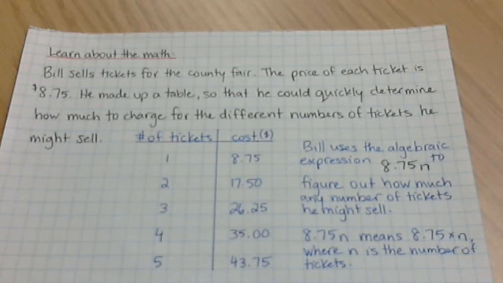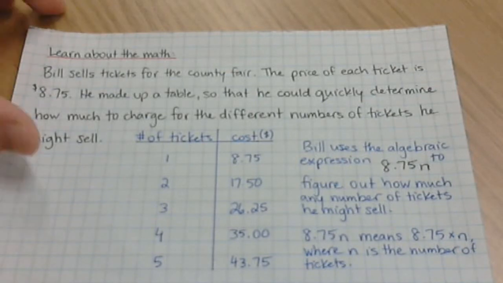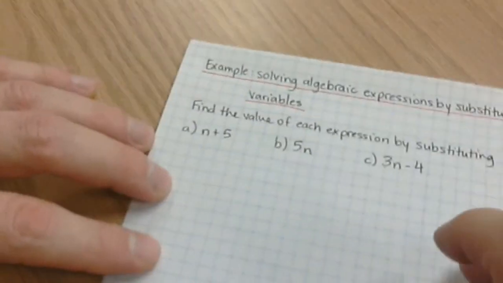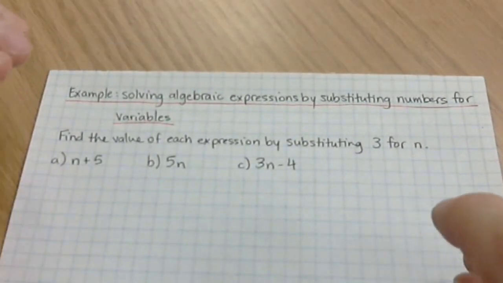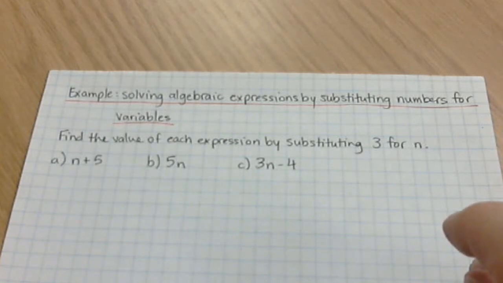8.75n, to figure out how much any number of tickets he might sell will cost. So 8.75n means 8.75 times n, where n is the number of tickets. Anytime he wants to sell, say, 100 tickets, or 20 tickets, or some other number, you can just substitute whatever number of tickets in for n. So instead of 8.75n, it would be 8.75 times 20, or times 100, or whatever else. Okay, so we're going to get some practice doing that substitution, because a lot of what we're going to be doing in 11.1 is doing that substitution.